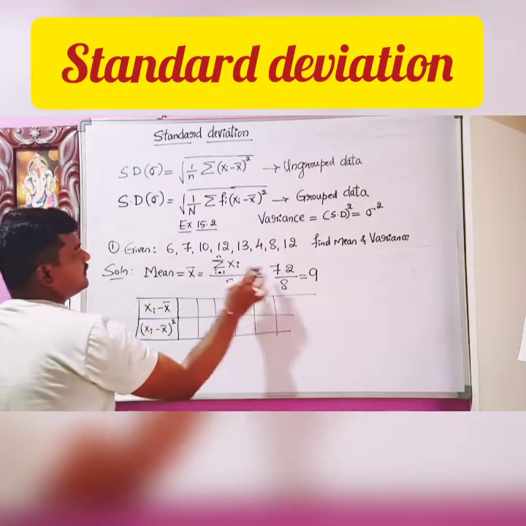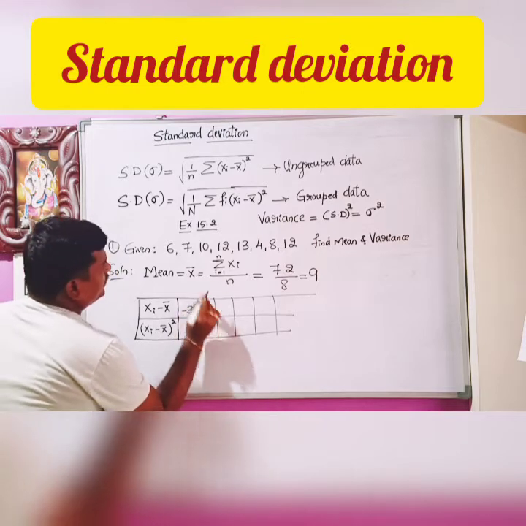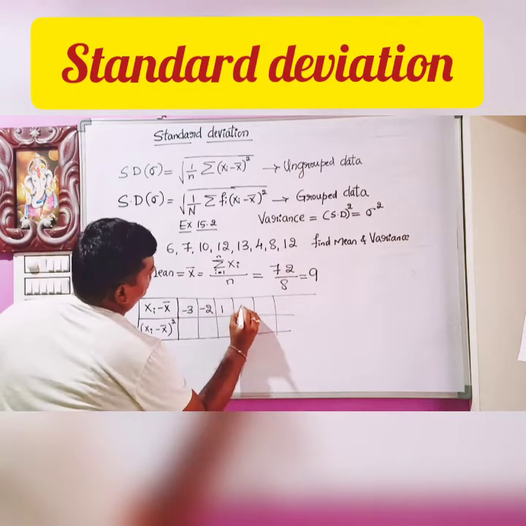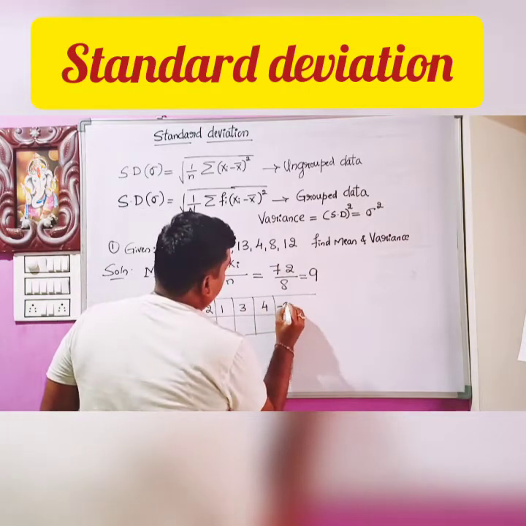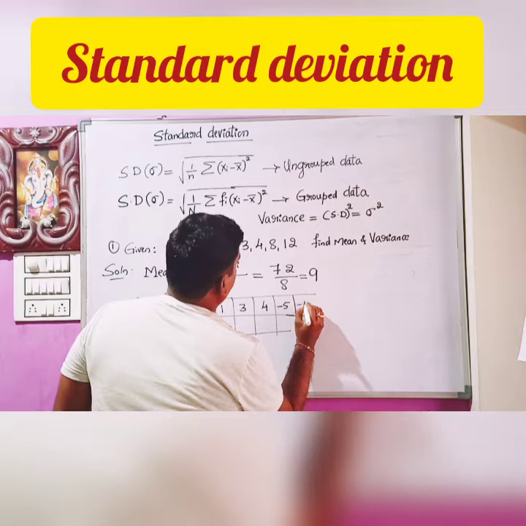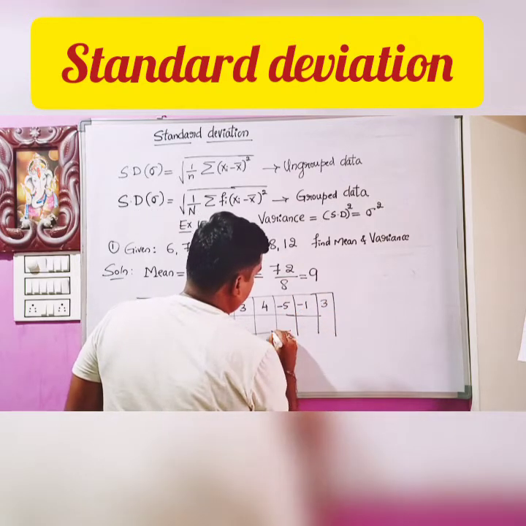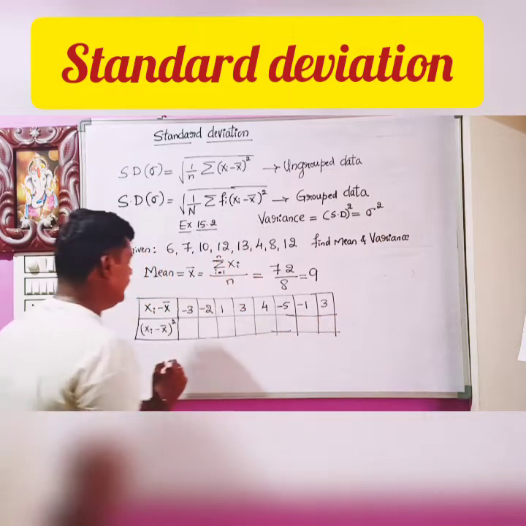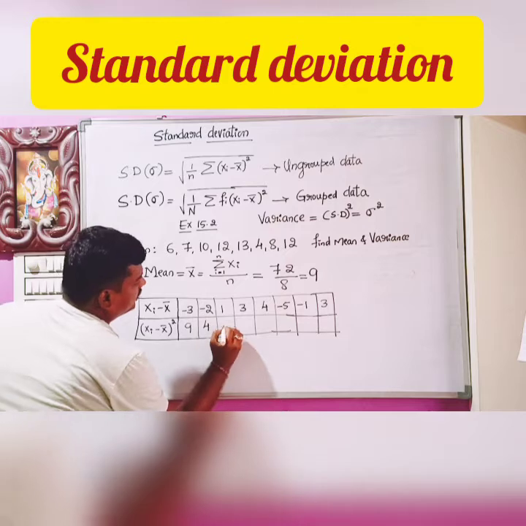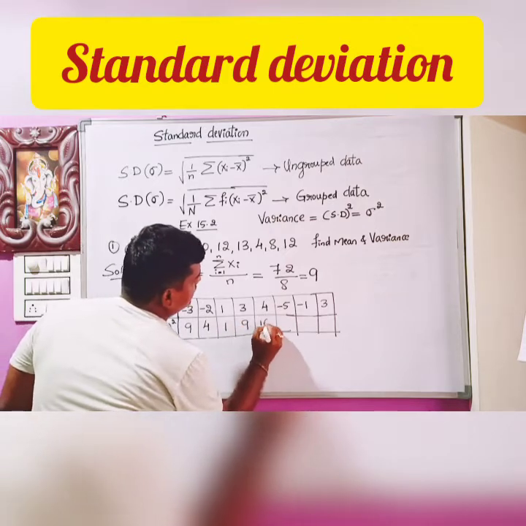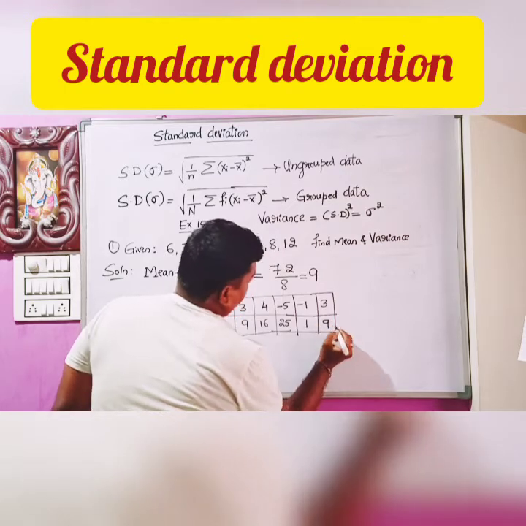Xi minus x bar: 6 minus 9 is minus 3, 7 minus 9 is minus 2, 10 minus 9 is 1, and so on, this is 3, 4, 4, minus 9 minus 5, minus 1, and this one is 3. Now the square of these things: 9, 4, 1, 9, 16, 25, 1, and this is 9.